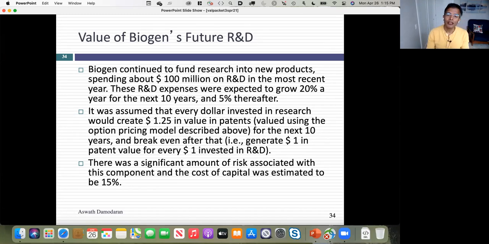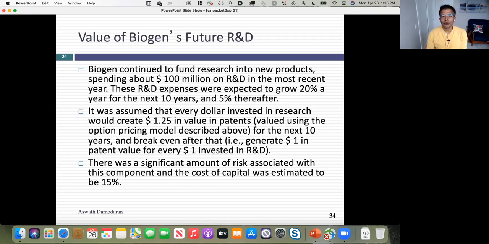Now, here's what I did know. I knew how much Biogen was spending on R&D. It was spending about $100 million in the most recent year. And they were planning to spend 20% more a year for the next 10 years. So 120 million, 144 million. So basically, they were going to spend a lot of money on R&D.